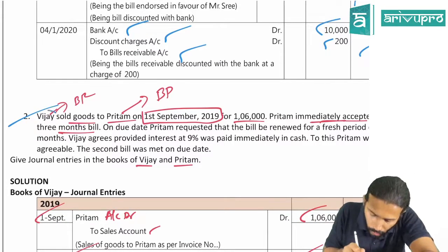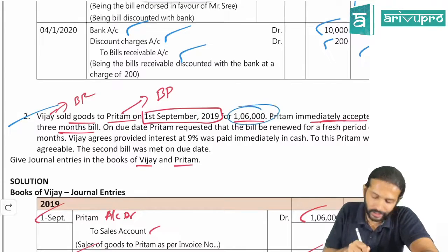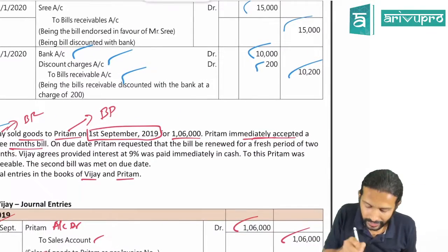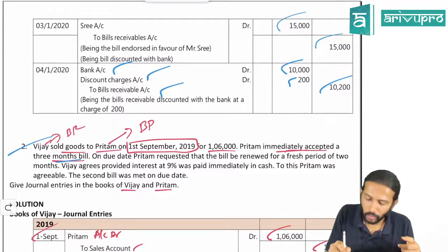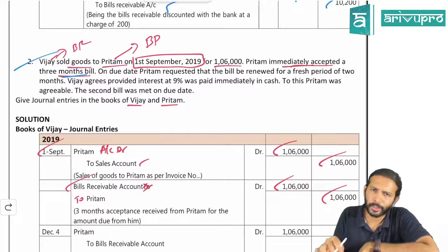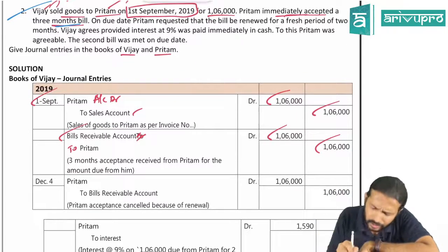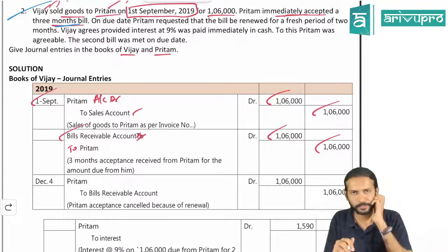Now, say Vijay sold goods to Preetham on 1st September 2019 for 1,06,000, and Preetham immediately accepted a 3-month bill. That means for Vijay, it is a bill receivable. For Preetham, it is bills payable. So when you receive the bill from your debtors, the journal entry is bill receivable to Preetham for this value. I think these two we had already covered.